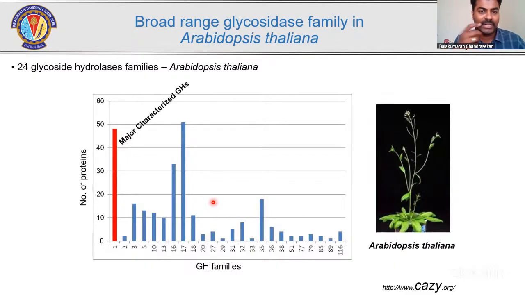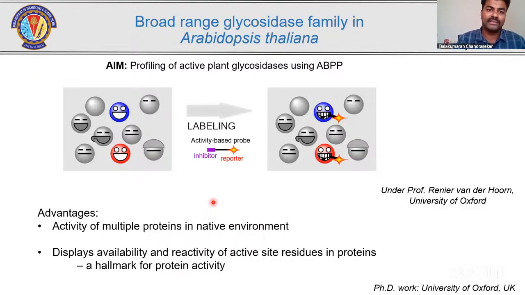That gave me a curiosity during my PhD studies about how to characterize them, because there is a broad range of families, and different types of glycosyl hydrolases act on different types of carbohydrates.